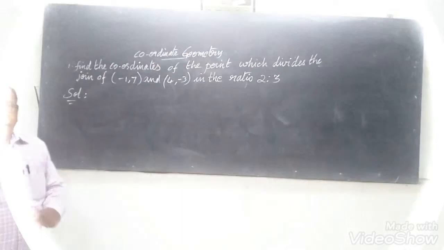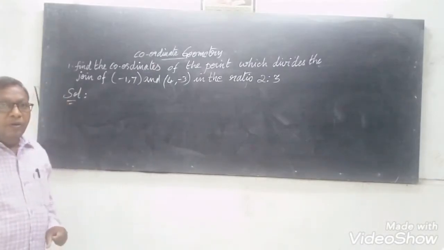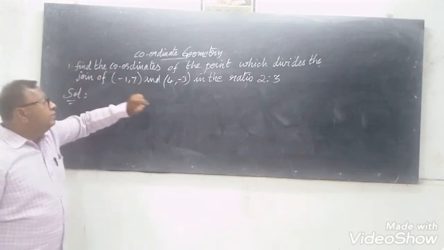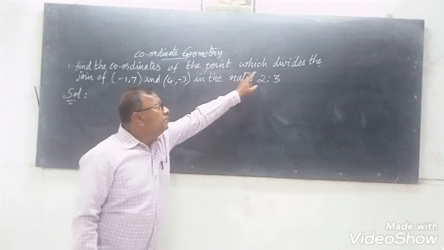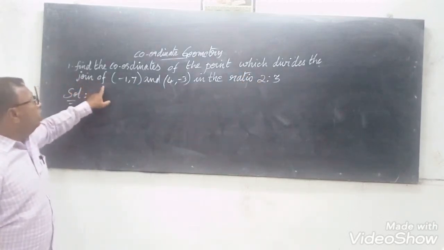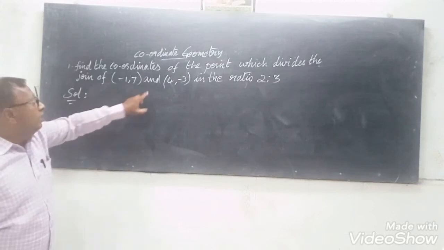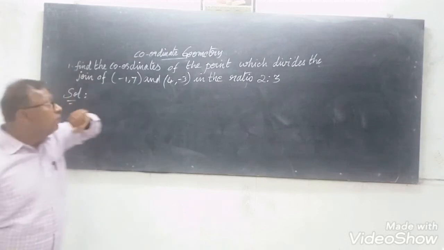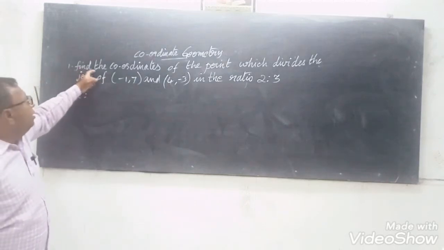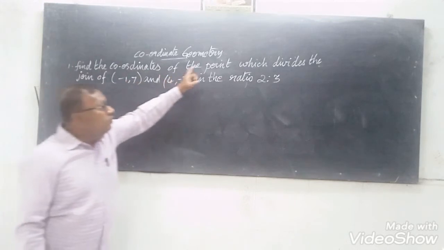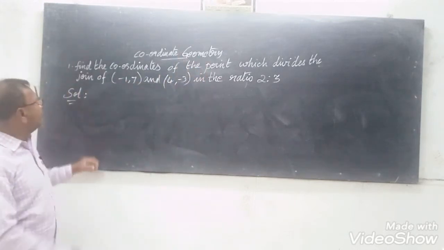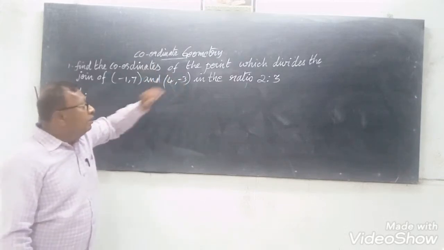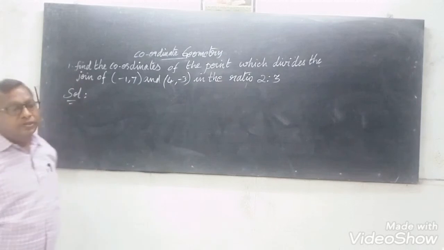Okay, children. See, I have selected one problem. I am going to read this one. Find the coordinates of the point which divides the join of (-1, 7) and (4, -3) in the ratio 2 is to 3. So what is it that we have to find? We have to find the coordinates of the point which divides the join of (-1, 7) and (4, -3) in the ratio 2 is to 3.